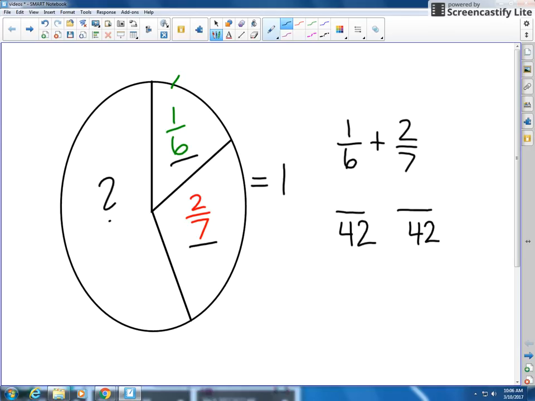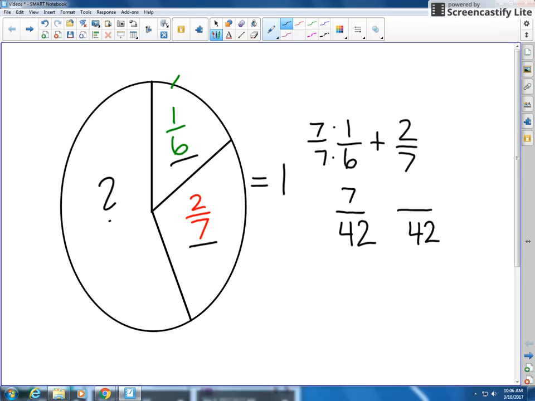So I'm going to change 1/6 into an equal fraction of something over 42. Well, I know 6 times 7 equals 42, so I'm going to multiply 1 times 7, because really if I'm multiplying 1/6 times 7 over 7, 7 over 7 is 1, so I'm really not changing the value of the fraction. 6 times 7 is 42, and 7 times 1 is 7.